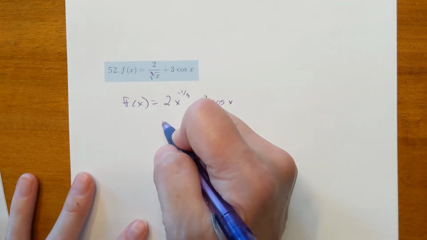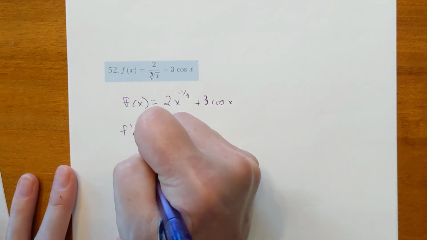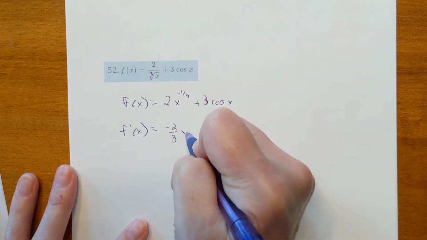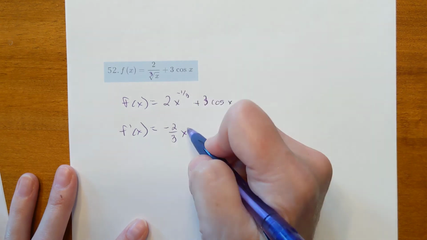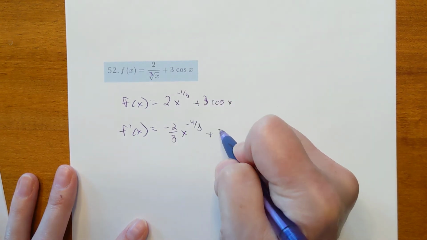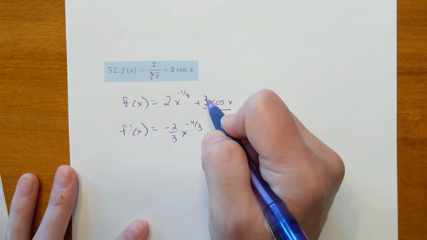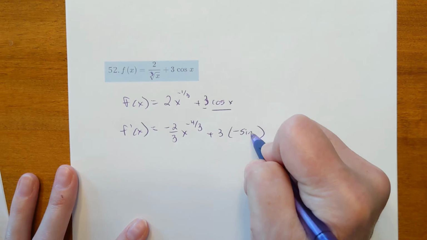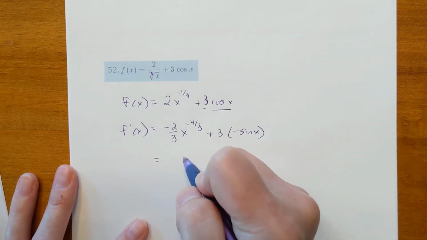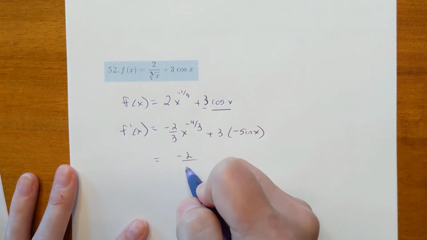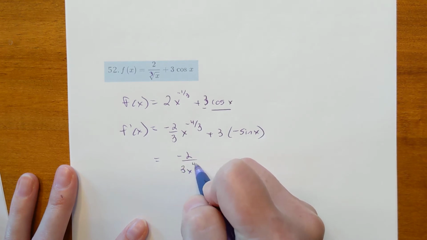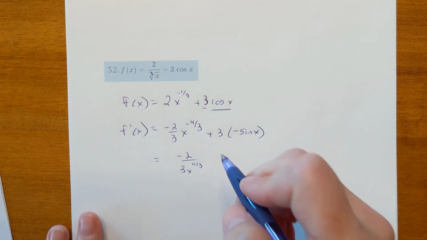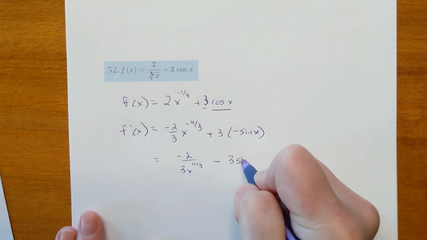All right, so doing the derivative of that then, f prime of x, 2 times negative 1/3 is negative 2/3, and then negative 1/3 minus 1 is negative 4/3, plus 3, again, that's a constant, leave it in front, and the derivative of cosine is negative sine. And so, I don't know, if anything, let's float the negative exponent to the bottom, so it makes it x to the 4/3, so negative 2 over 3x to the 4/3, and then minus 3 sine x.